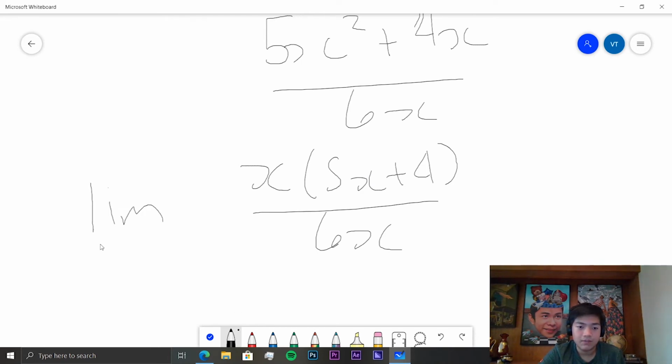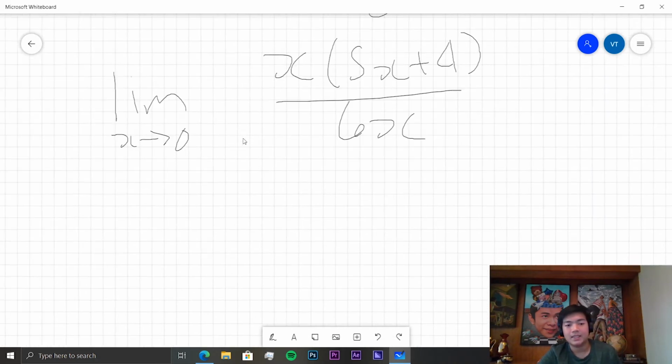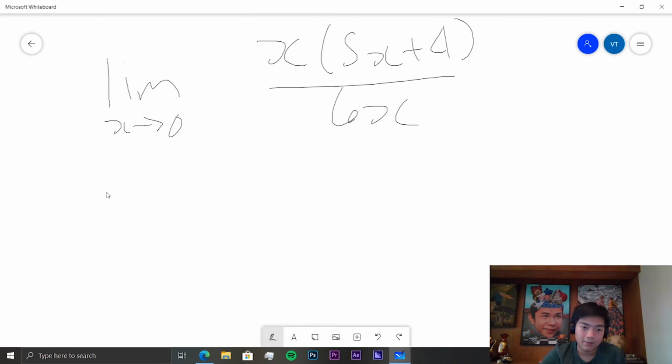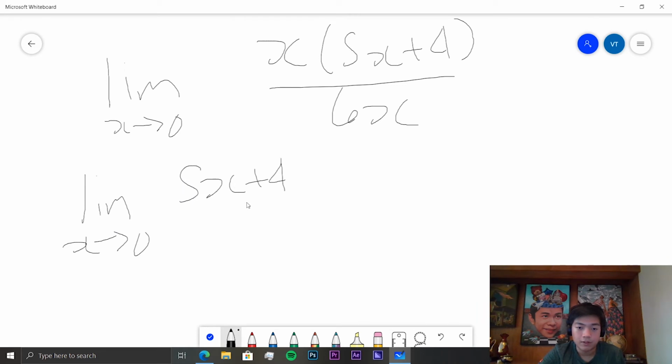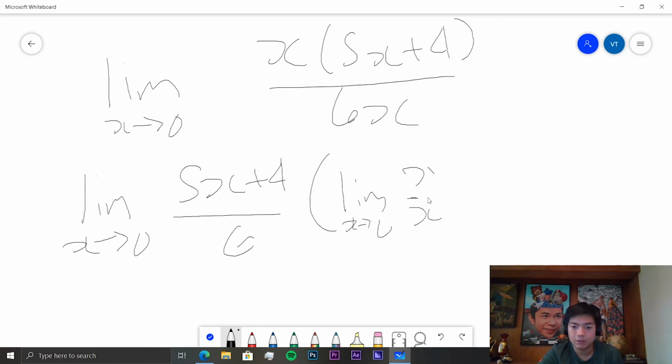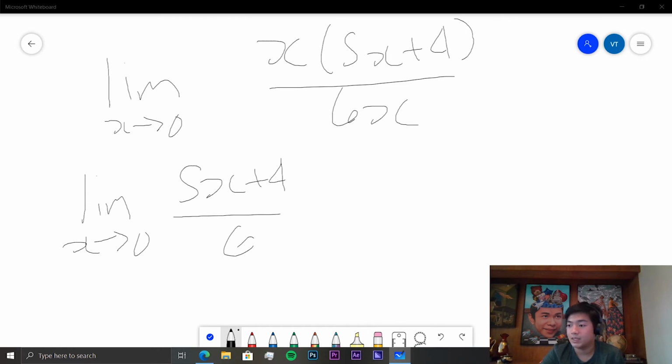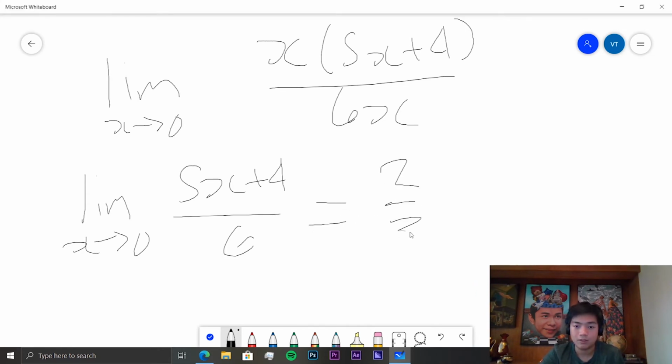And so even though we're taking the limit as x tends to 0, since we have x over x, we can therefore get the limit as x tends to 0 of (5x plus 4) over 6. Because this will be equal to the limit as x tends to 0 of x over x, which will tend to 1 as x tends to 0 from both sides. So we can ignore that and simply get this. As x tends to 0, this tends to 2/3, since (5 times 0 plus 4) over 6 is equal to 2/3. So that's the answer.